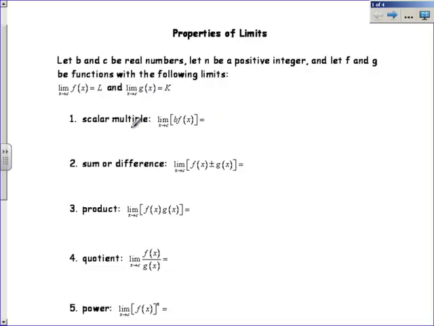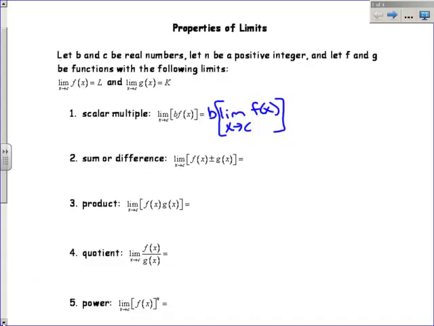So let's talk about a scalar multiple. This means you've got f, but you've got this number b in front of it. Do I need to distribute this number before I can take the limit? The answer is no. You can move the limit inside of the b and take the limit first. Then you can take that limit and multiply it times b. That keeps your numbers smaller before you multiply times b. So you have the right to take the limit and then multiply through by that constant.